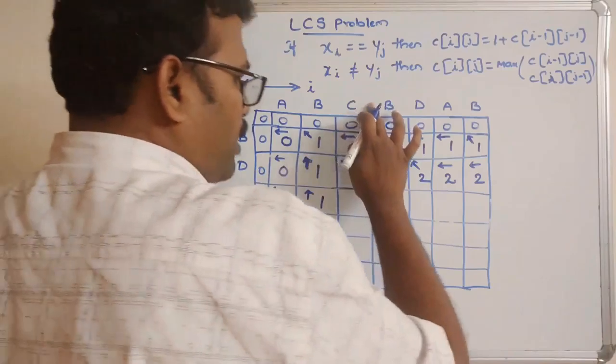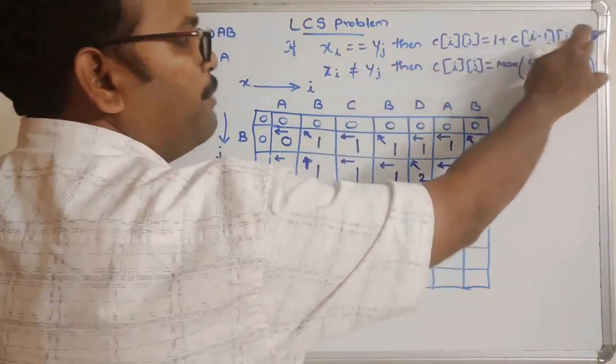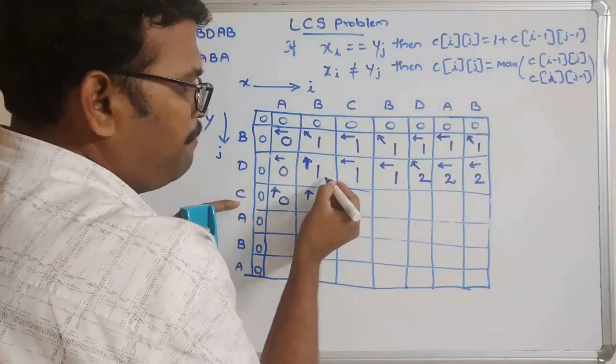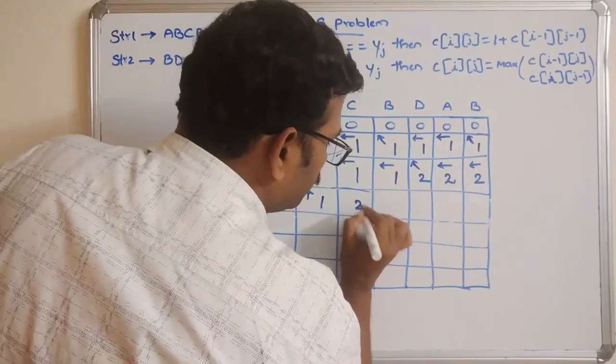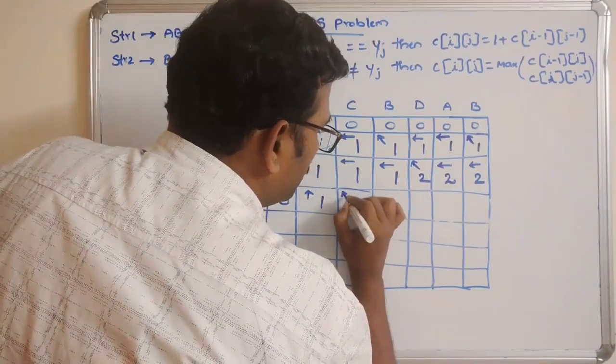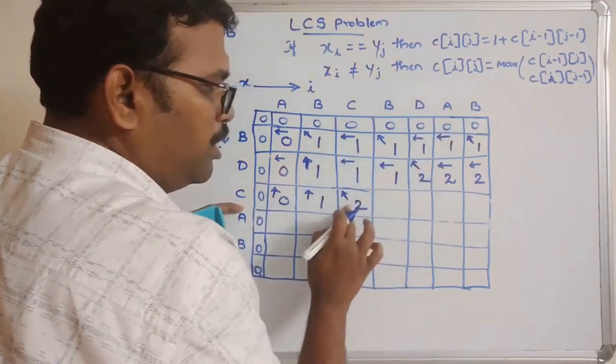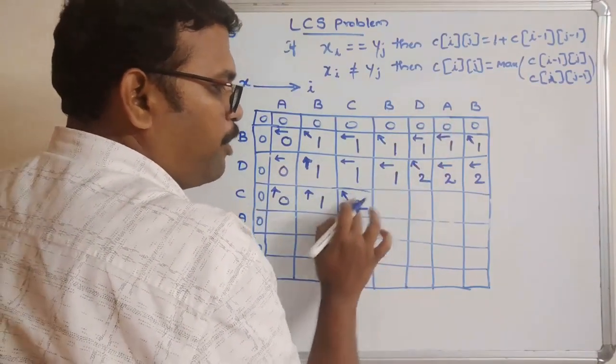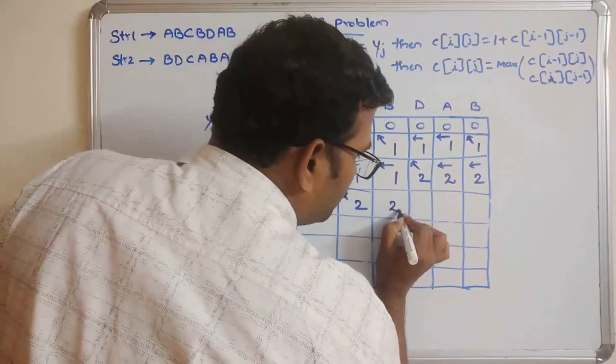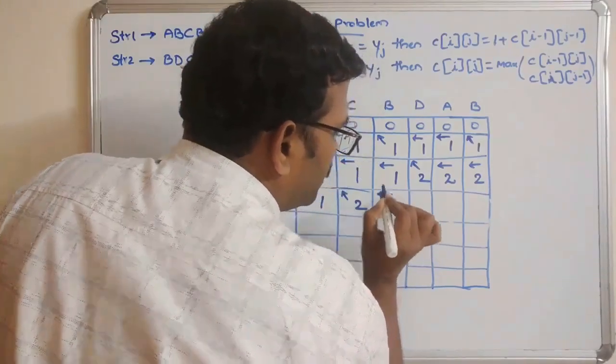C and C both are equal. So we need to add 1 to I minus 1, j minus 1, which is this cell. So 1 plus 1, it becomes 2. We got 2 from this particular cell. And C and B both are unequal. And 1 and 2, we need to choose a maximum among this 1 and 2. So 2 is a maximum, and we got this from this particular cell.